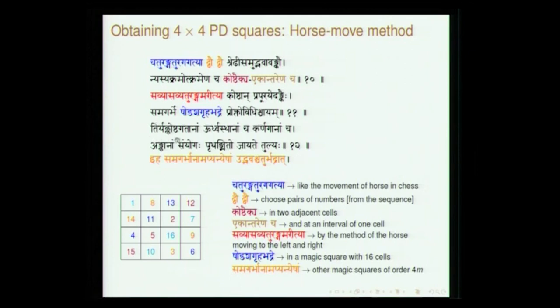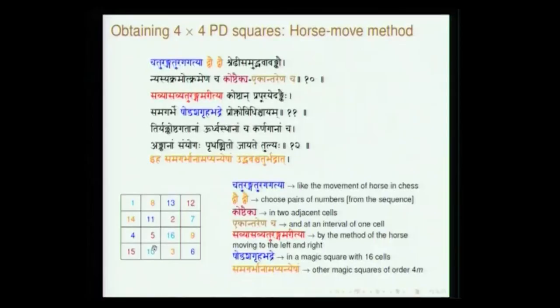And then he says, Tiryakoshtagatanam urdhvasthanancha karnagananancha ankanam sanyogaha prathangmito jayate tulyaha. This basically explains that if you construct it this way, you will see that this will be a pan diagonal magic square. So how does it come out? Tiryakoshtagata means, suppose this is what is called tiryak, the horizontal is called tiryak. And the other is urdhva. Urdhva is up, so vertical. So whether you sum the cells horizontally or vertically, urdhvasthanam, then karnaganam. He does not say the main diagonal, but all karnas, so it is pan diagonal.